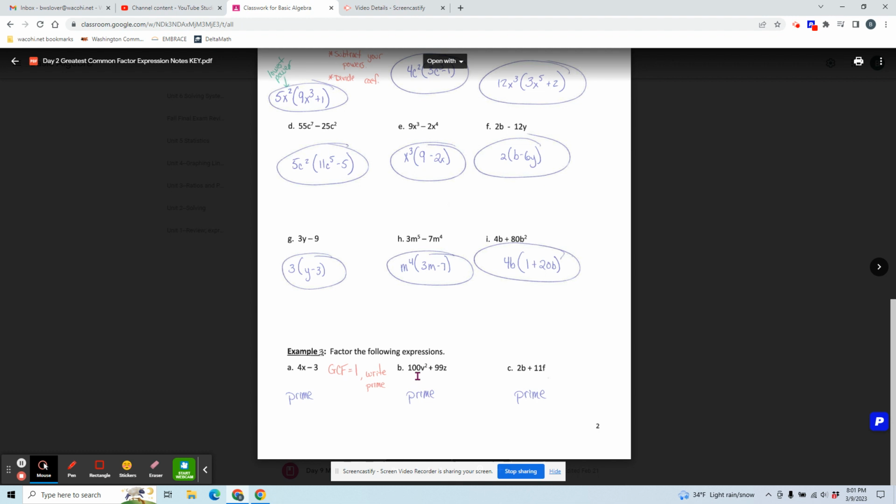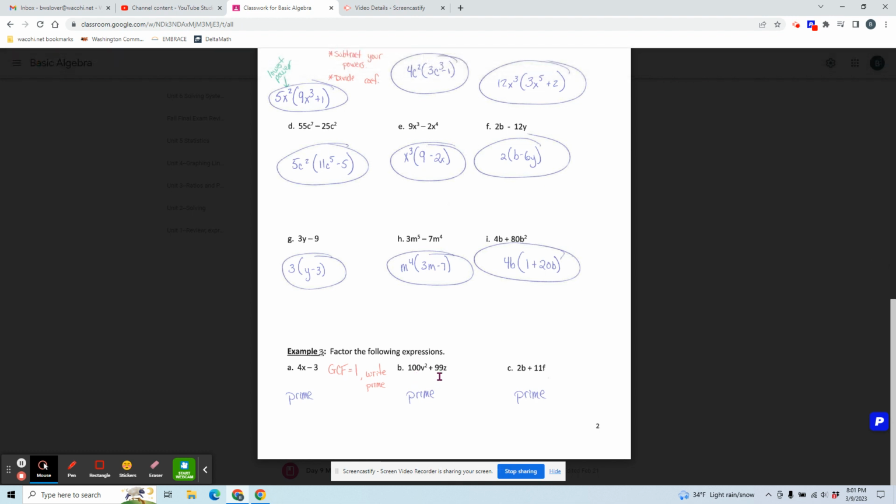Same thing on letter B. If I look at 199, my greatest common factor for the coefficients is 1. My variables are different, so there's nothing I can do. They don't have anything in common. So once again, since my greatest common factor is 1, I'm going to write prime. Same thing with C.